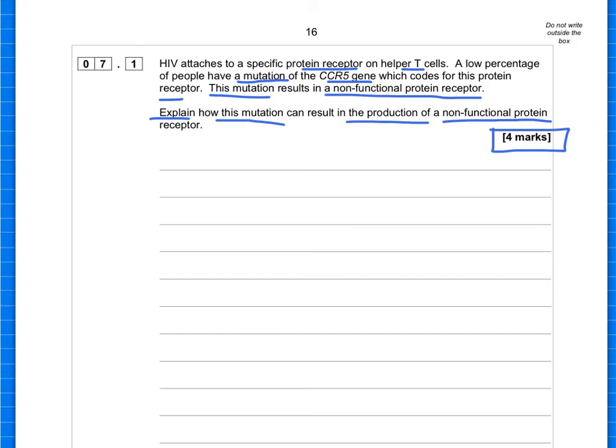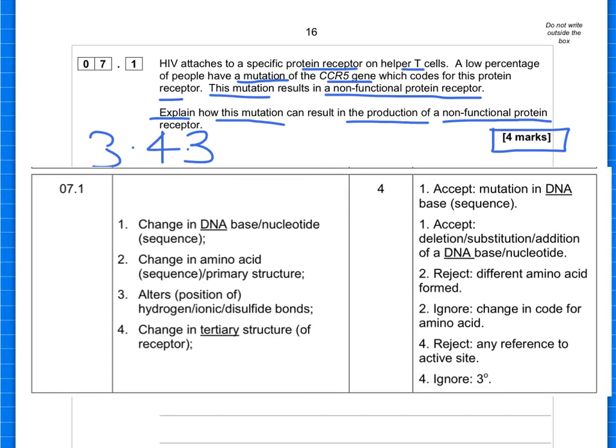Okay, so this is related to mutations, gene mutations, which involve a change in a base sequence of chromosomes. In your spec, that will be in 3.4.3. And it wants you to talk about mutations in the production of this non-functional protein receptor. So, as I said, a mutation is a change in the DNA base. So you could talk about deletion or substitution or addition if you wished, as it doesn't say that in the stem of the question.